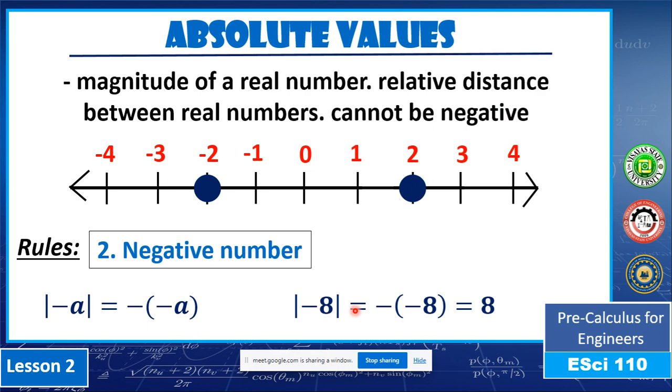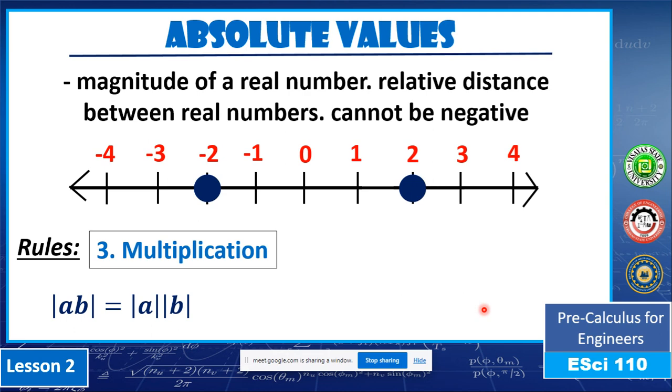So, if we're going to simplify this, we multiply negative 1 to negative 8. So, we have negative 1 times negative 8, we have 8. Therefore, it is already a positive number. For rule number 3, what if the absolute value of the product of A and B is also equal to the product of their absolutes?